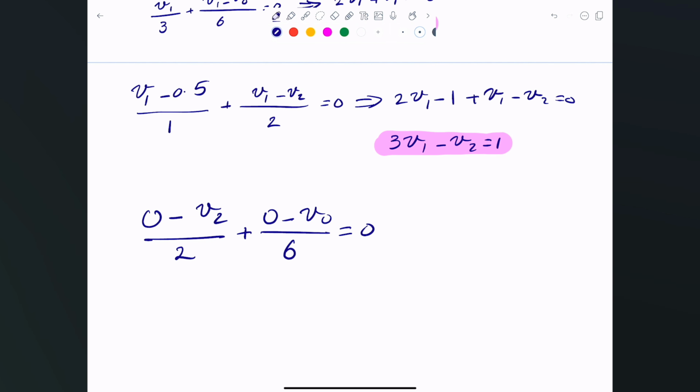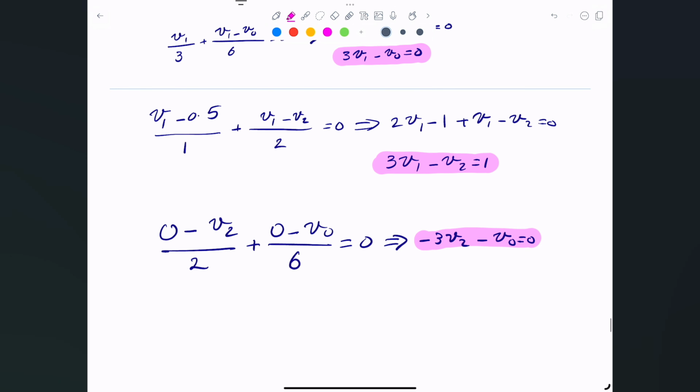We multiply both sides by 6, so that will give me negative 3 V2 minus V naught equals 0, and that will be the third equation in here. So we solve these three equations that we have, and we should be able to get what V naught is. So let me just do that.